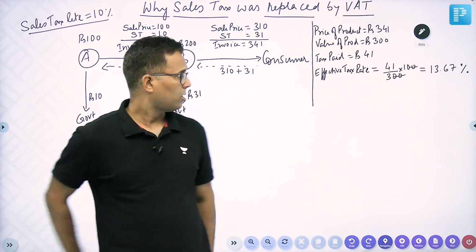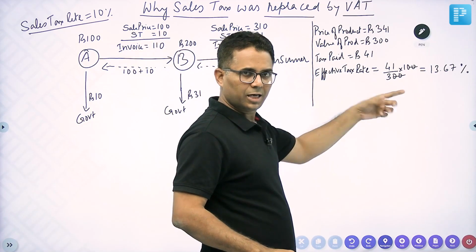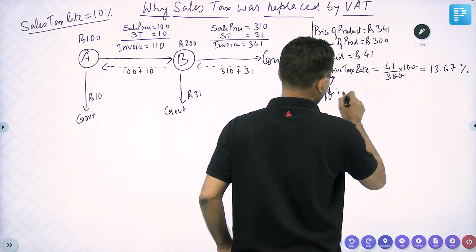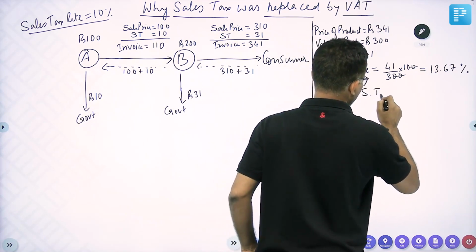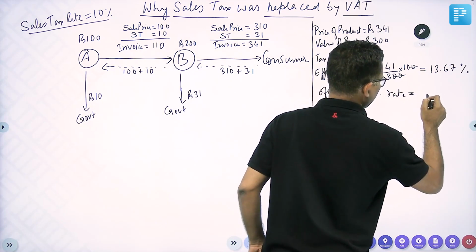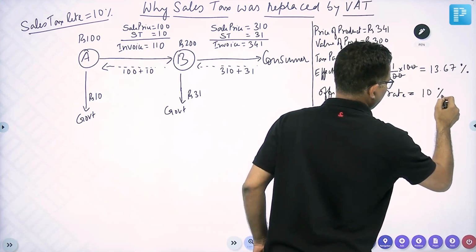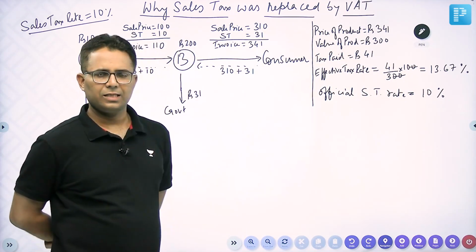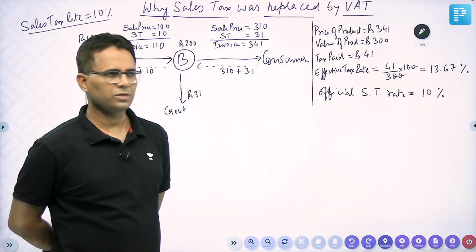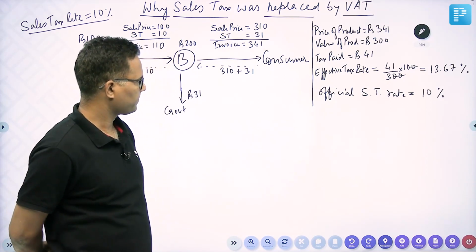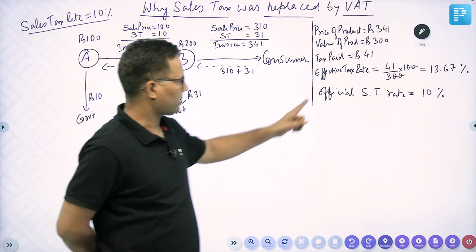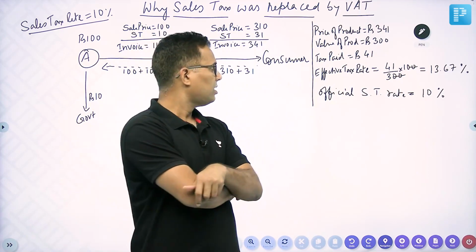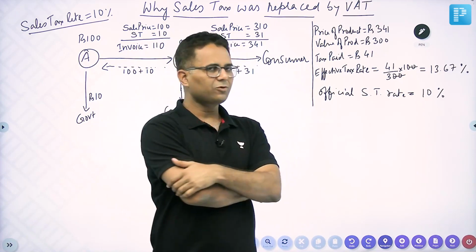13.67%. So the effective tax rate is 13.67% and the official sales tax rate is 10%. The government is claiming that the tax rate is 10%, but effectively the tax rate is increasing to 13.67%. Why?